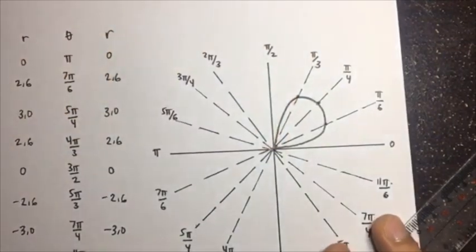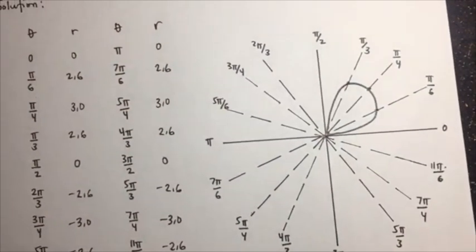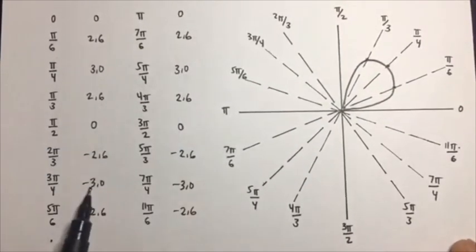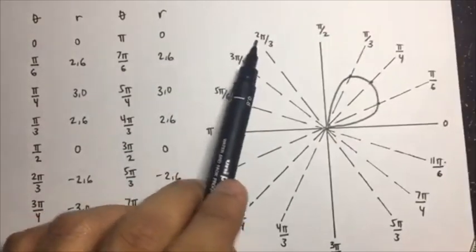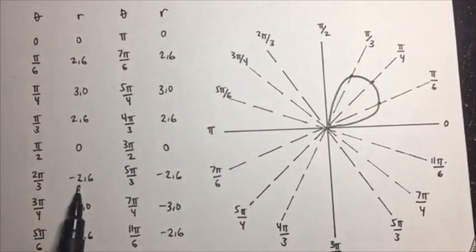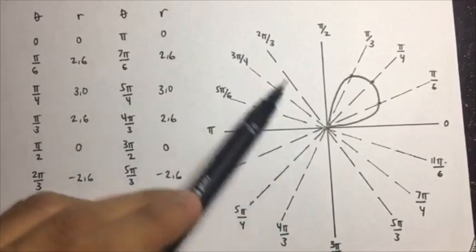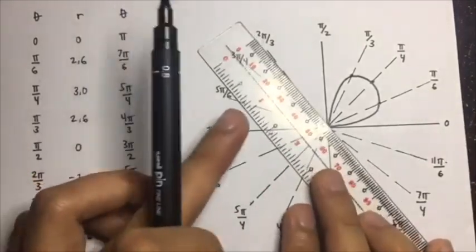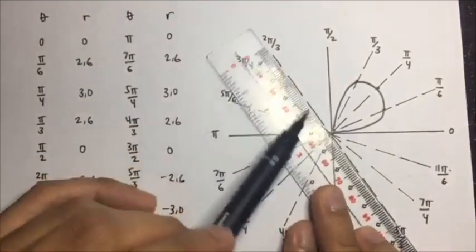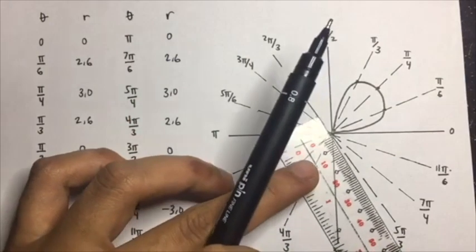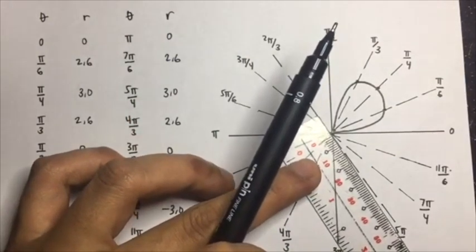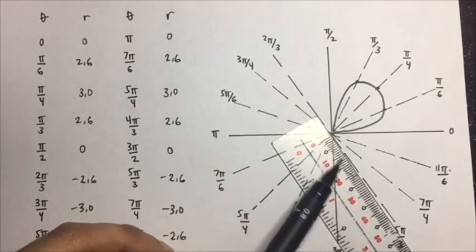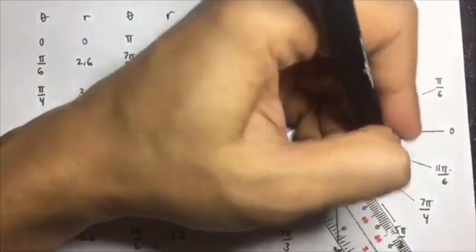Okay, so next is from pi over 2 to pi, where we have negative values. Here we have 2 pi over 3, and its r is negative 2.6. If r is negative, it will be measured on the opposite side. So 2 pi over 3 is here, and since r is negative, we measure r on the opposite side. Let's say 1, 2, 2.6, so around here.